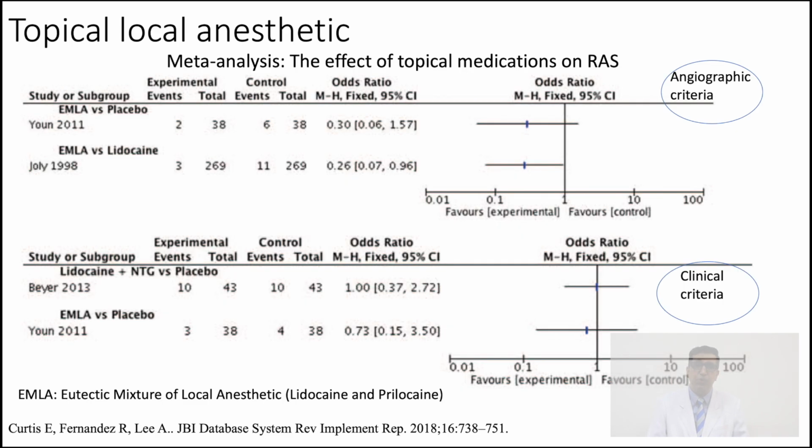The evidence for the use of topical local anesthetic agent can be seen from this small meta-analysis, which showed that the use of topical local anesthetic agent was not associated with a reduced risk of radial artery spasm, either in the angiographic criteria or based on the clinical criteria.